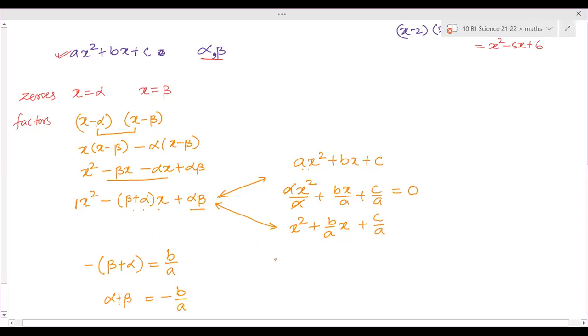Product, constant term. The constant term is alpha beta in one equation. In the second equation it has c by a. So alpha beta is equal to c by a. Clear?